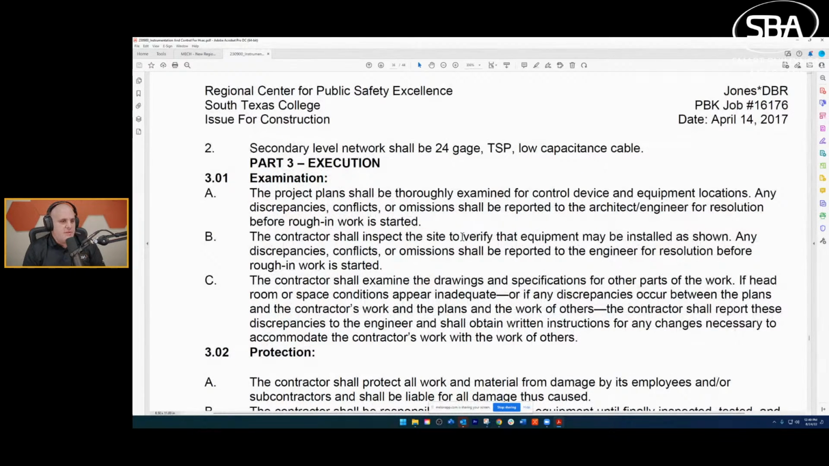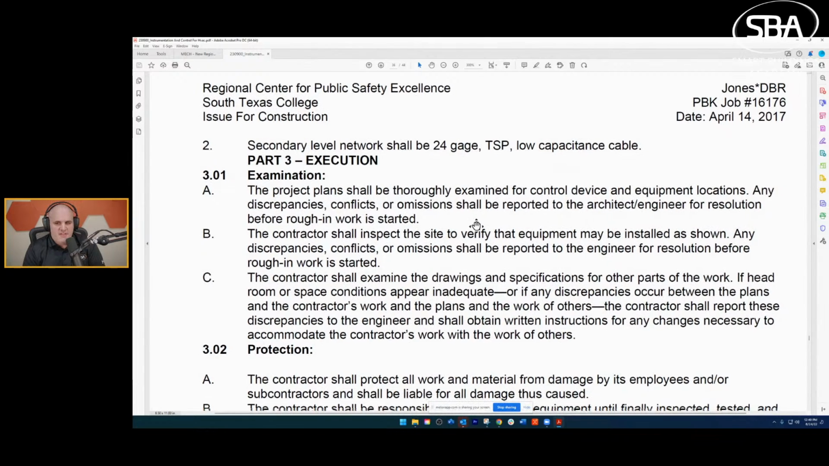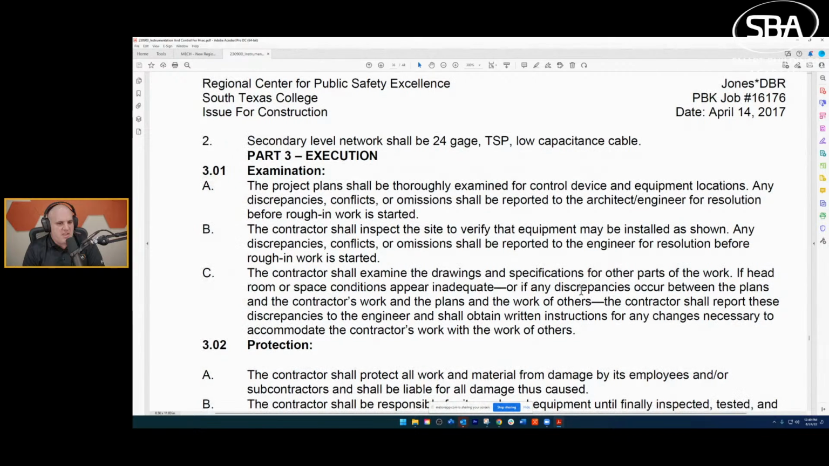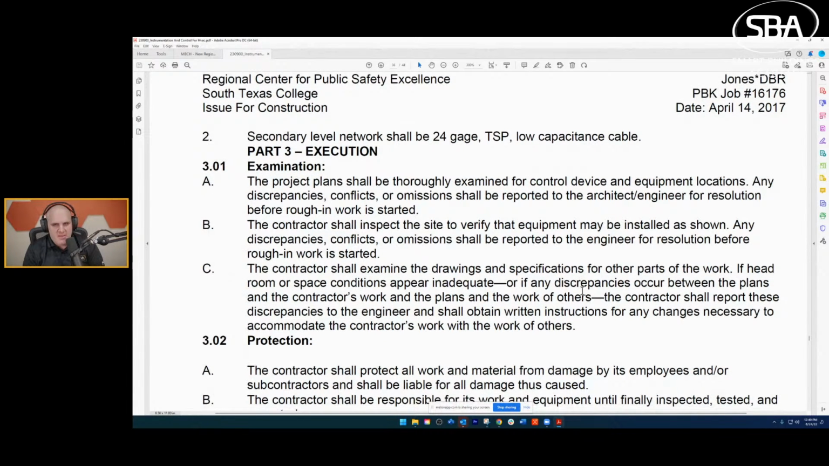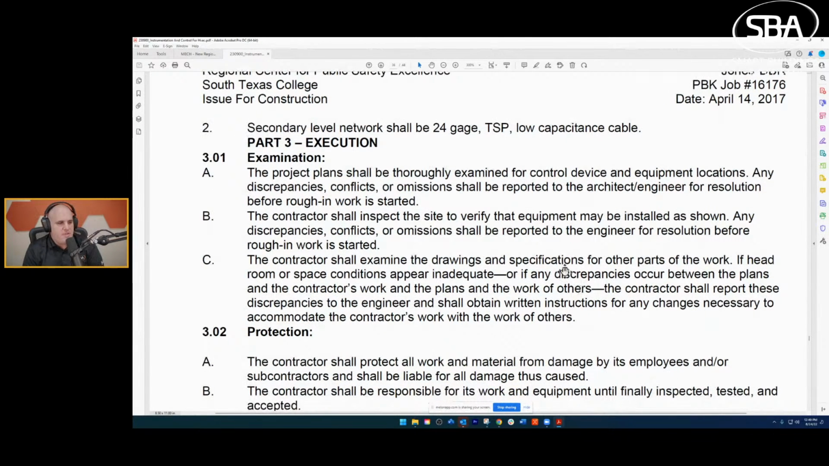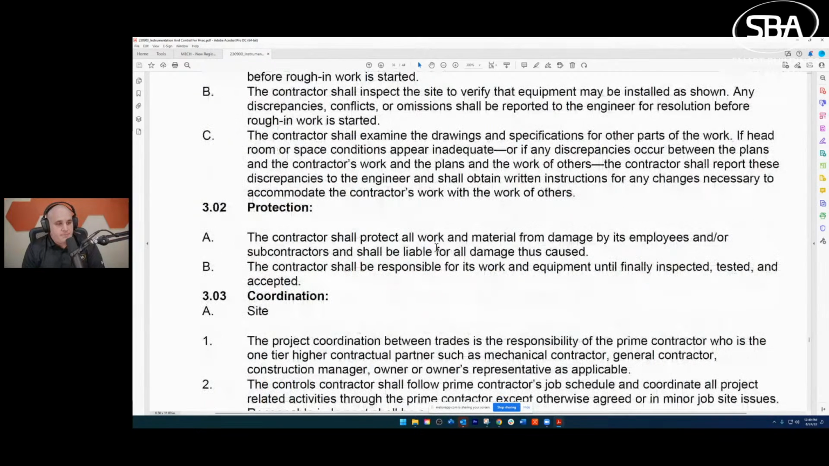So let's zoom in here. All right, plans shall be examined for control devices. This is what I told you already, right? We just need to figure out our locations for sensors. We have to verify anything that we're going to wire up. We need to examine our stuff and make sure that it is compliant to ADA, compliant to space requirements, etc. Protection. All right. We need to make sure it's protected.